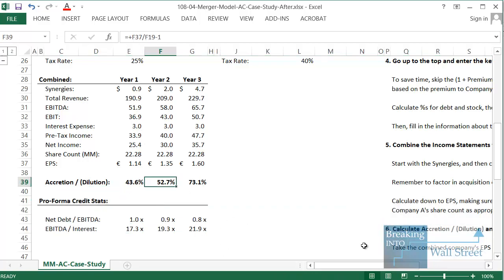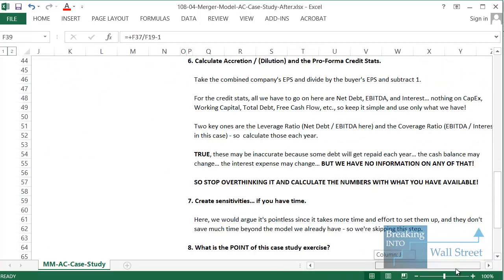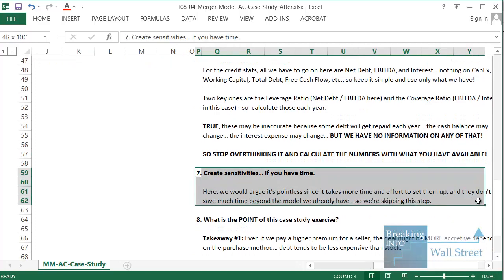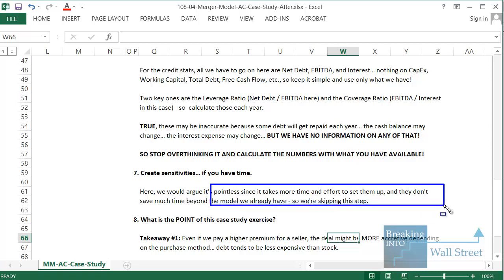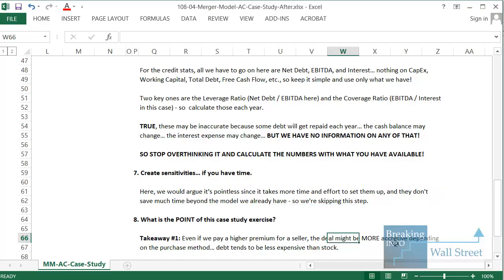So what is the next step now? Well, if we wanted to, we could go in and create sensitivities if we had time. As I say here, we would argue that it's pointless here because it takes more time and effort to set them up. It's not really going to save us much time beyond the model that we already have. We can simply copy and paste in the answers to all the exercises now.